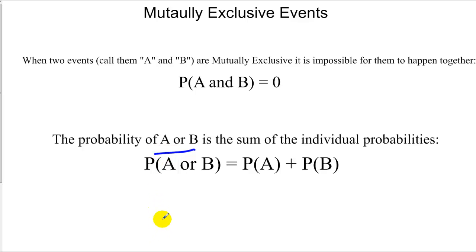So again, we've talked about 2 things right now. We've talked about compound events that deal with the word and between them, and this idea of mutually exclusive that uses the word or. Or is going to indicate that you're going to be adding things, and and is going to indicate that you're going to be multiplying probabilities together. So those are some indicators.